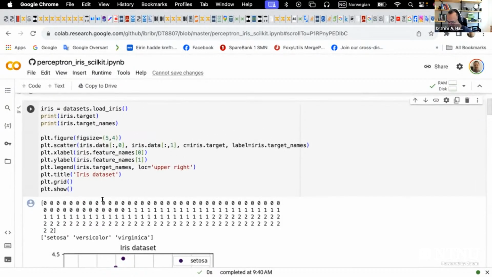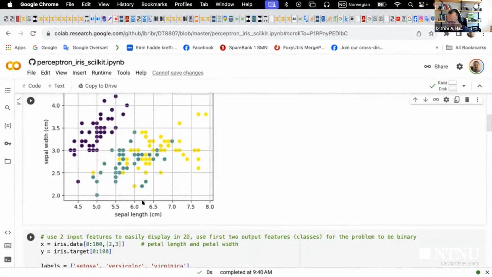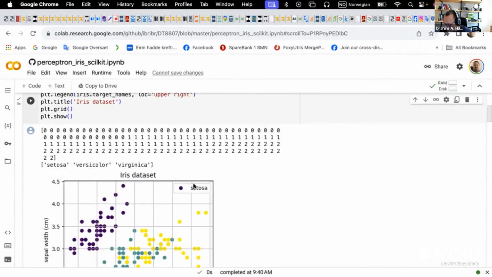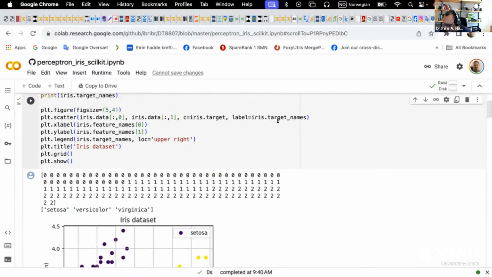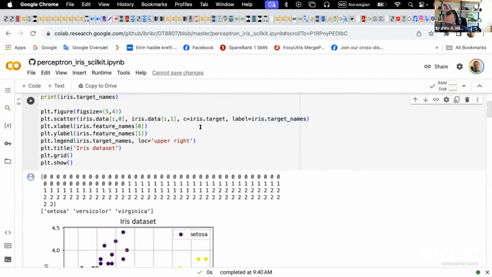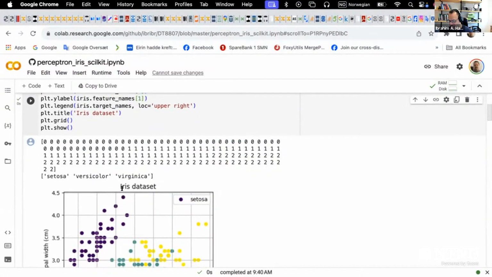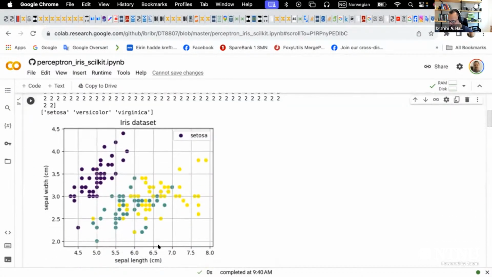So we have those three classes, and we try to plot the dataset. We should get all labels here. So we are plotting the whole dataset against two features, feature number 0 and feature number 1, which are petal length and petal width, as you can see here. We have three classes, as you can see.